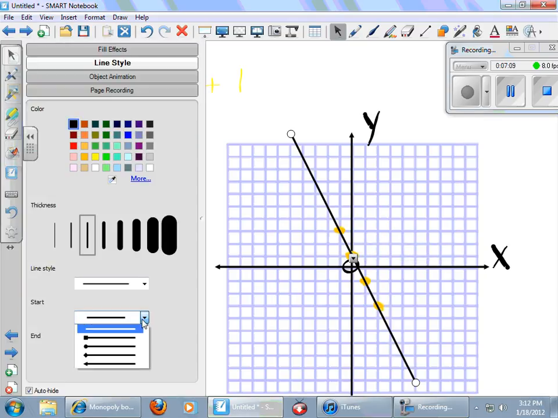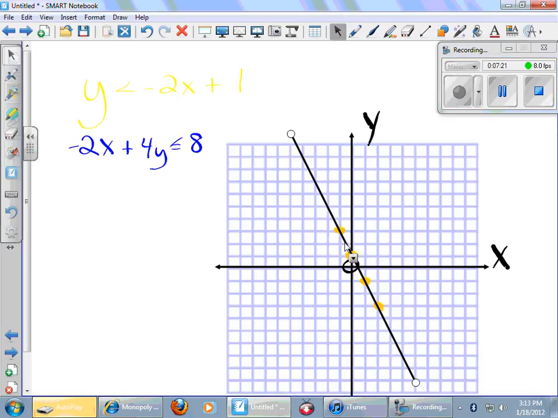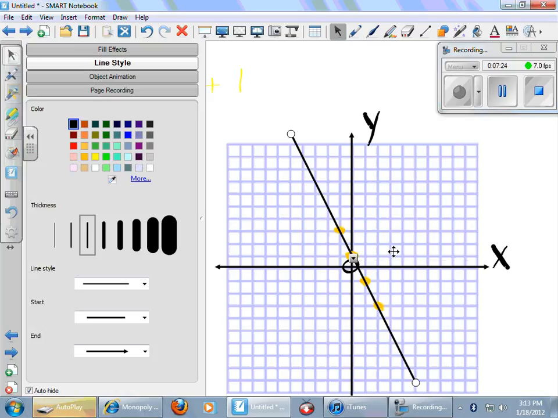Oh, my computer paused. Okay, I'm not sure if I was recording there, but I am now. So you can see my line had a y-intercept of 1, and then I went down 2, right 1, down 2, right 1. And there's something wrong with my line.